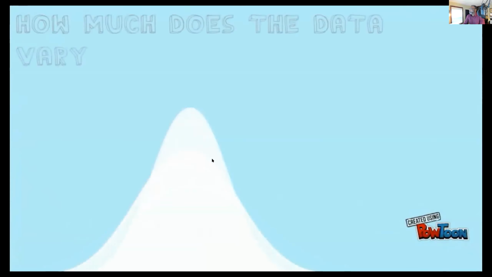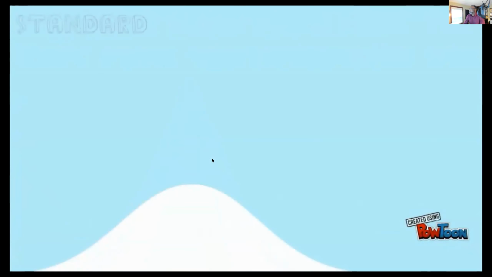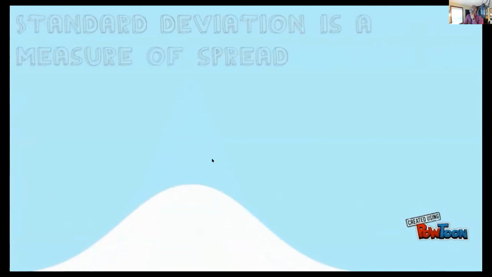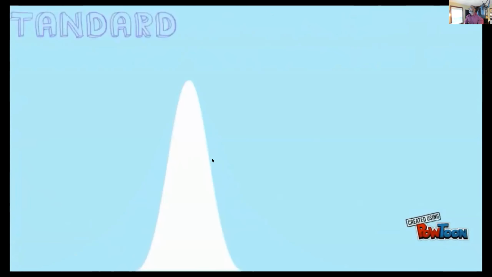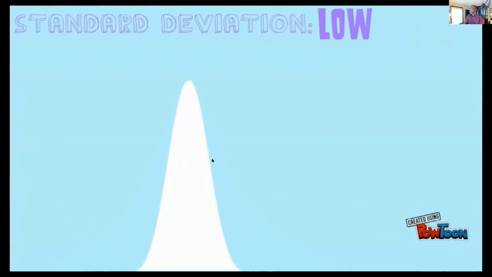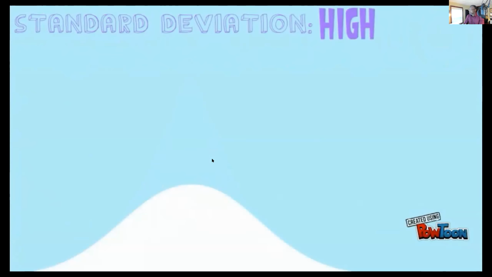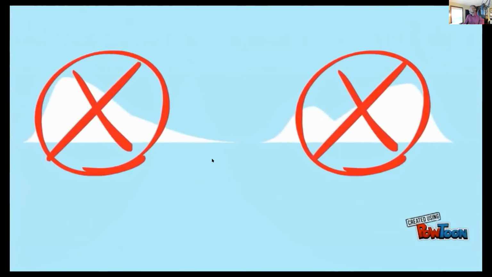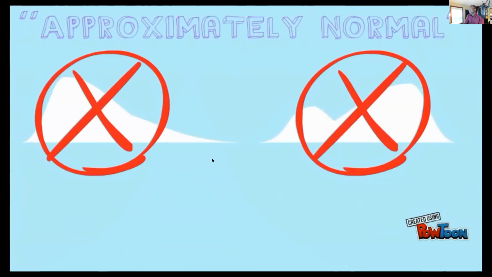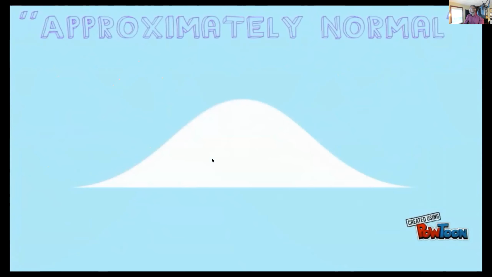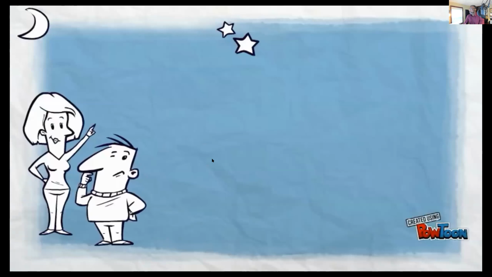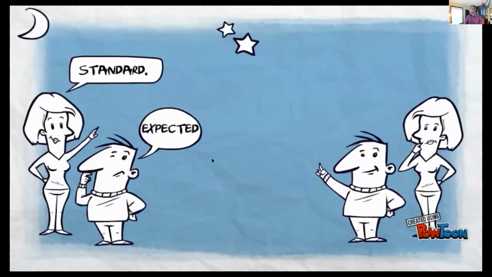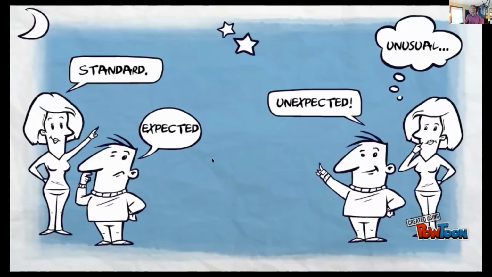How much does the data vary from the average? Standard deviation is a measure of spread, that is, how spread out a set of data is. A low standard deviation tells us that the data is closely clustered around the mean, or average, while a high standard deviation indicates that the data is dispersed over a wider range of values. Standard deviation is used when the distribution of data is approximately normal, resembling a bell curve. Standard deviation is commonly used to understand whether a specific data point is standard and expected, or unusual and unexpected.